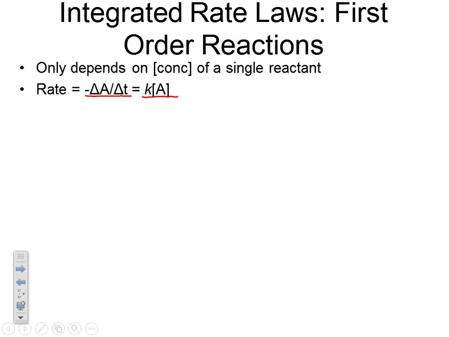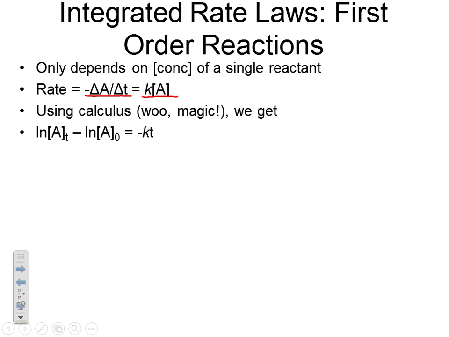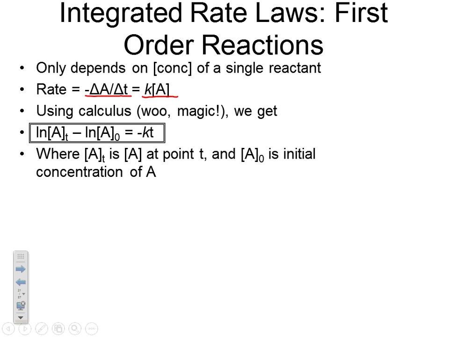Well, if we set them equal to one another, and now we have change in concentration of A over change in time equals k times the concentration of A, and we use magic calculus, basically, we're integrating with respect to A and time, so concentration of A and time. Then we get this equation. Now, you don't have to understand how we get this equation from the first statement, but you do have to understand that we do, in fact, get this relationship: the natural log of the concentration of A at time t minus the natural log of the concentration of A at time 0 is equal to minus kt.